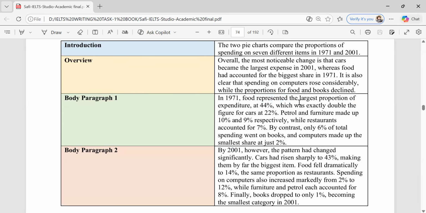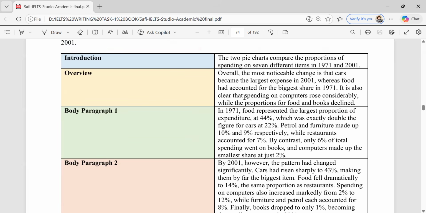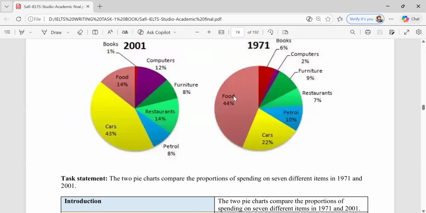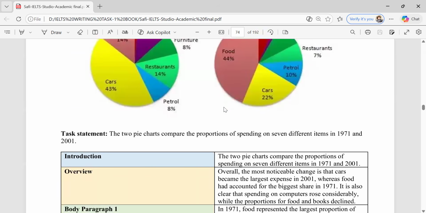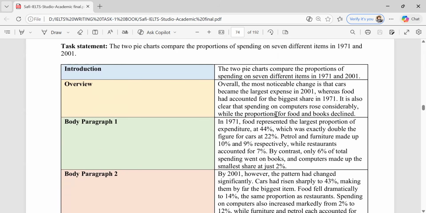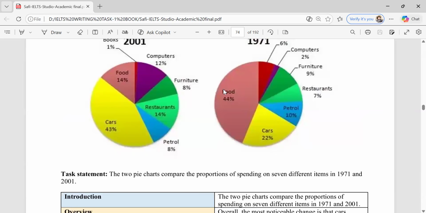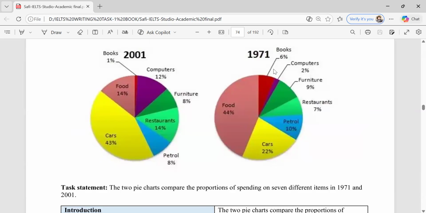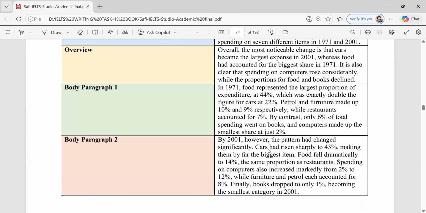So food represented the largest proportion of expenditure. अब वैल्यू लिखना चाहते हैं आखिर में तो सिंपल just simply put comma then 44 and then there should be percentage at the end. अब इसको देखें, food represented, अगर आप ये ग्राफ को देखें तो food represents what? The largest proportion, right? So we have the largest proportion of expenditure at 44%, which was exactly double the figure for cars. अब यहां पे देखिए तो कार्स का ये डबल है, राइट? यहां पे क्योंकि हम 1971 का लिख रहे हैं तो ये 44%, ये 22% है. So it's double that of cars.